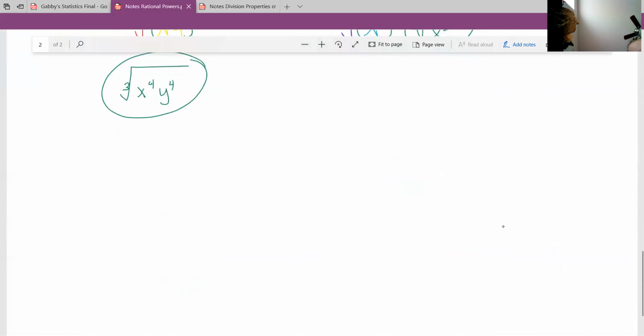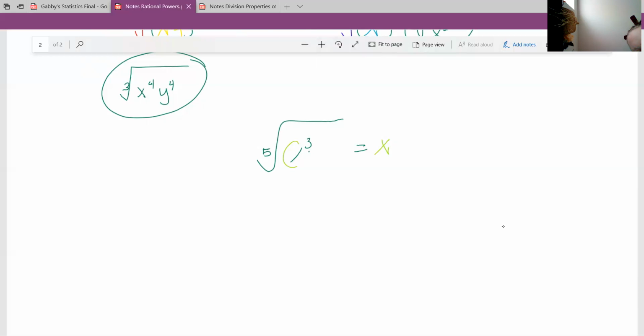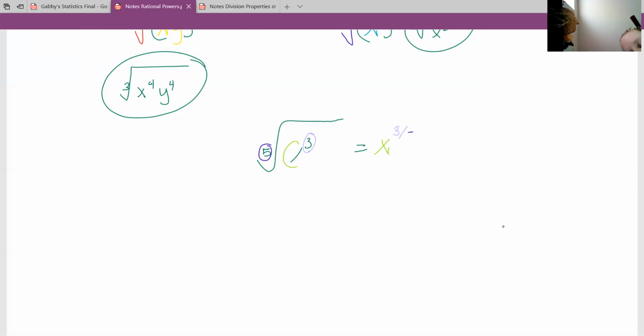Let's do one more example. What if I gave you the radical and asked you to write it as an exponent. Well, remember, the underneath becomes the base. So I have x. This power becomes the top of my fraction for my exponent. And the little number in the bend of my radical is the bottom.